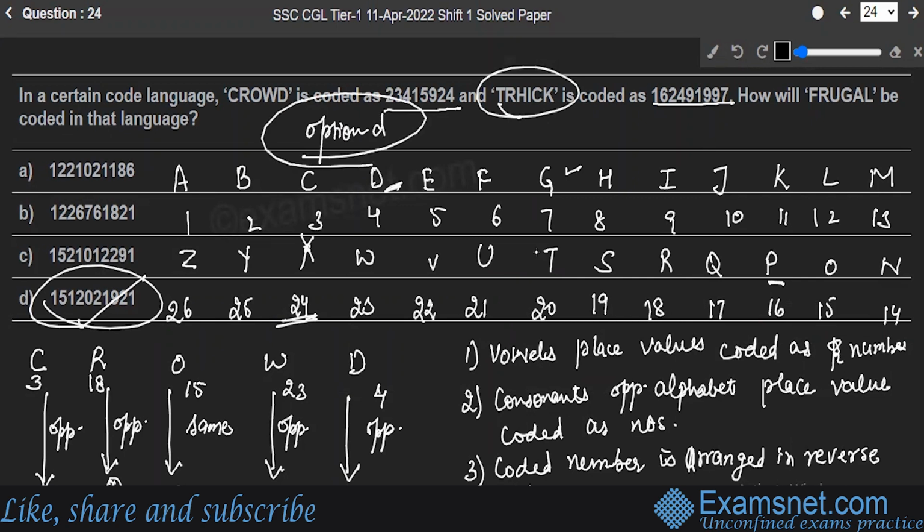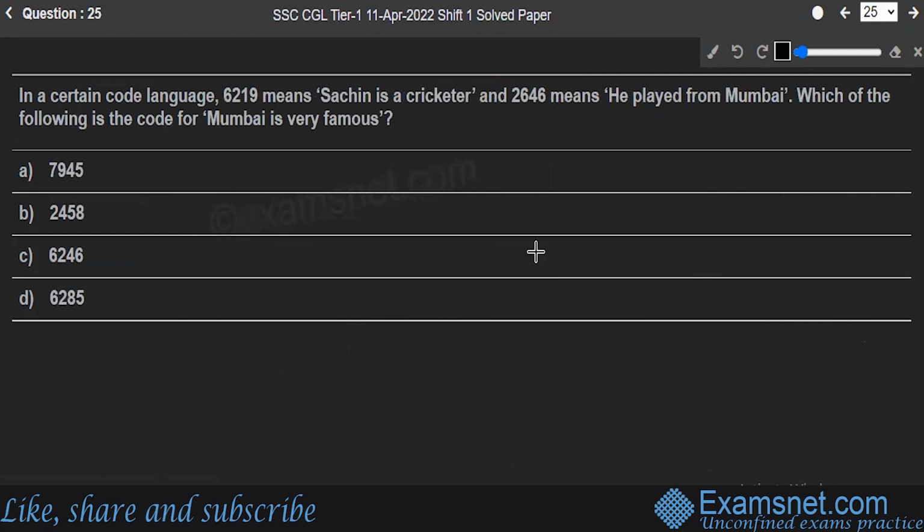Let's move to the next question, number 25. In a certain code language, 6219 means Sachin is a cricketer and 2646 means he played from Mumbai. Which of the following is the code for Mumbai is very famous? Again, you have to look for the logic in this question, the pattern in this question.